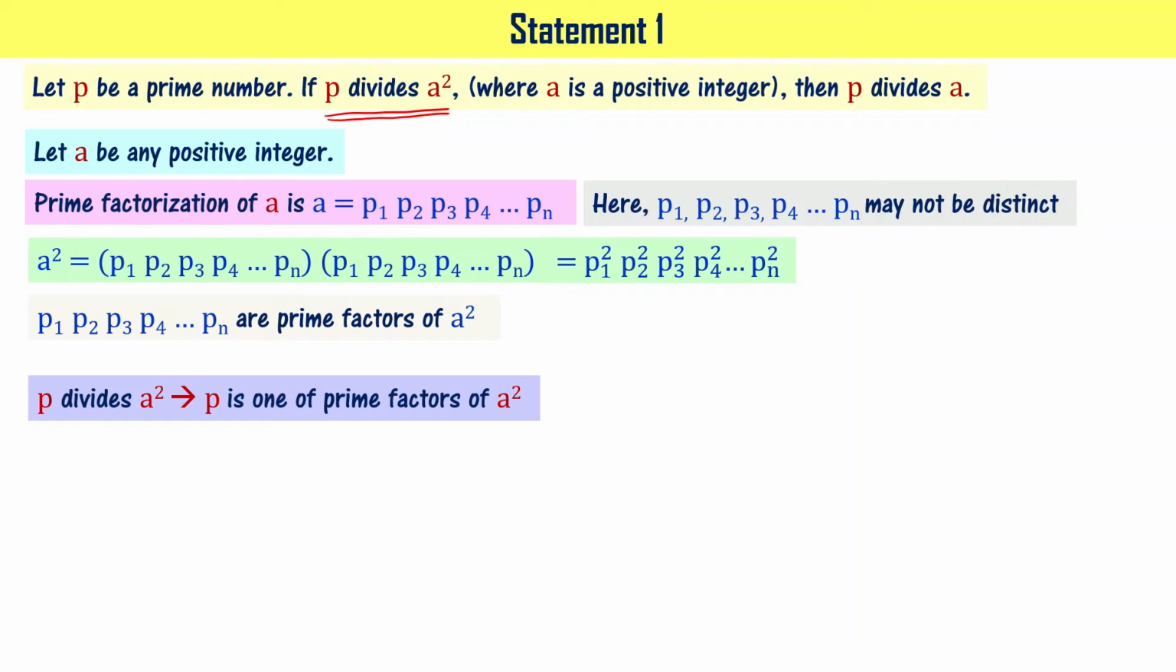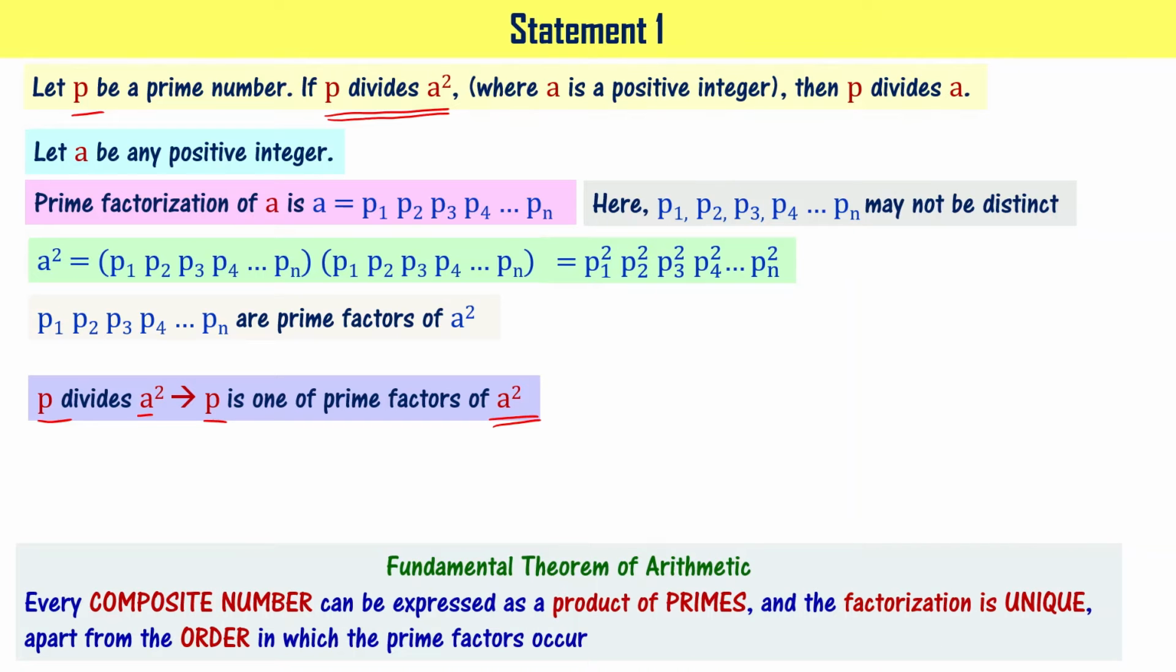P divides A square. For that reason, what I say is P is one of the prime factors of A square. If P divides A square, P is one of the prime factors of A square, because P is a prime number. P is going to be one of the prime factors of A square, right? Please recall the fundamental theorem of arithmetic.